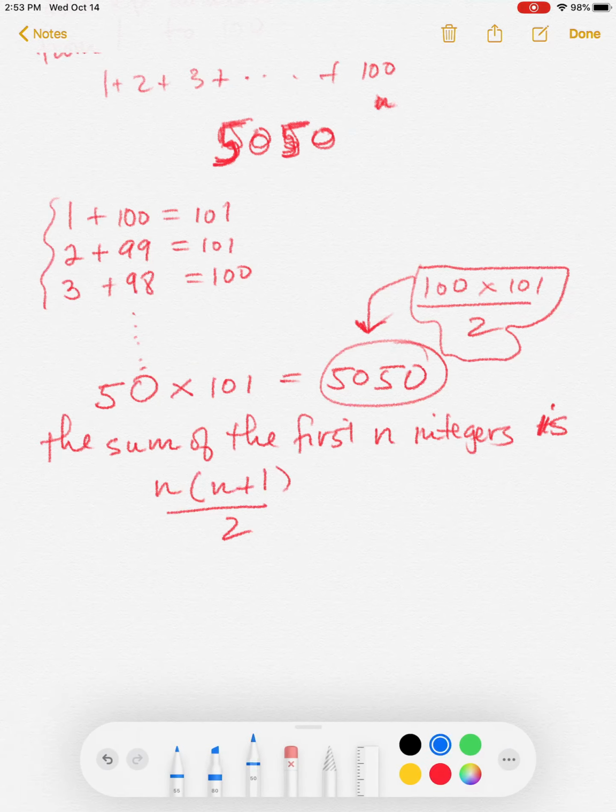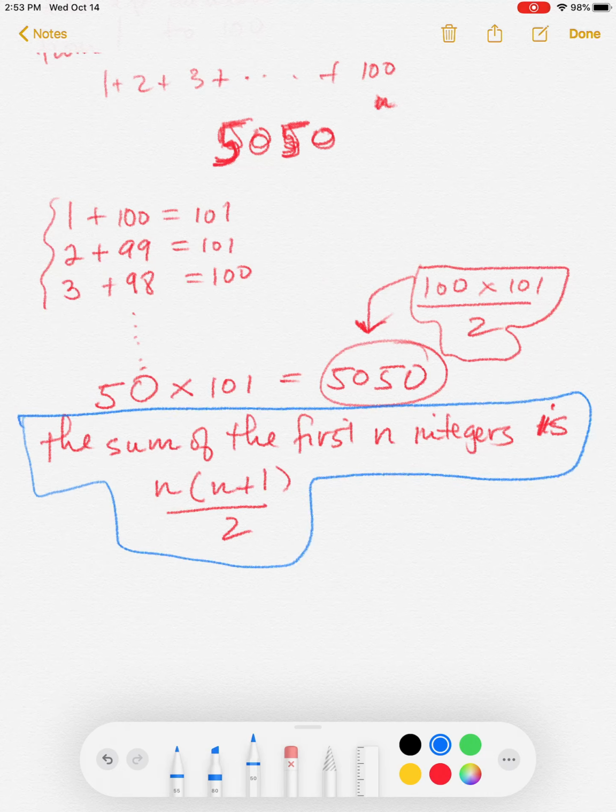So this is what we're going to show, and we're going to prove this by mathematical induction, because no matter what integer n you choose, this will give you the sum of the first n integers. So this is going to be for all integers n. Okay? All right. And the proof is by mathematical induction.